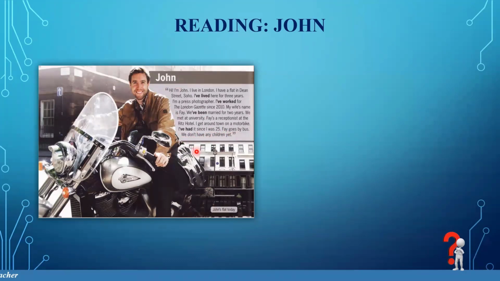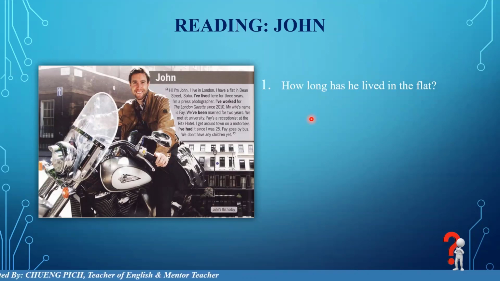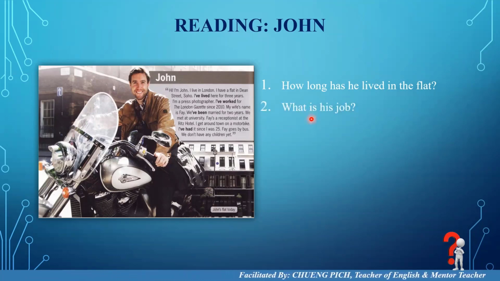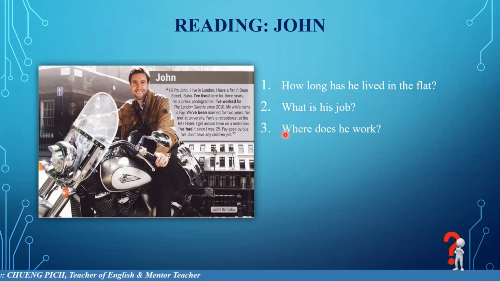All right. So this is brief information about John here. You can see the handsome man sitting on his motorbike here. So the first question I want to ask you is, how long has he lived in the flat? He has lived in the flat for 3 years. So what is his job? Let's take a look at the information here. He is a press photographer, isn't he? Number 3, where does he work? So he works for the London Gazette.